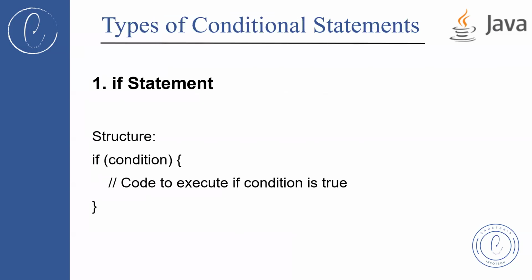First we have our if statement. So what is the if statement? Think of this as checking a condition and deciding whether to do something based on whether the condition is true. As you can see in the structure, we have if and a condition. If our condition is true, the program enters the if block and executes the code present inside this block. So this is our if statement. Let's see an example of the if statement.